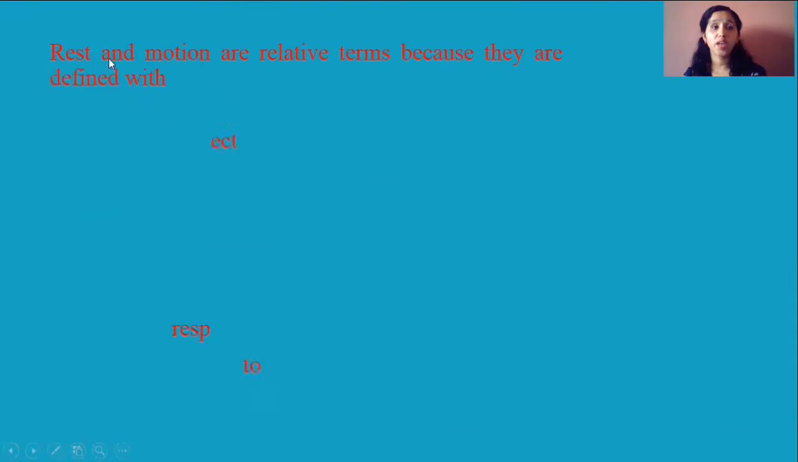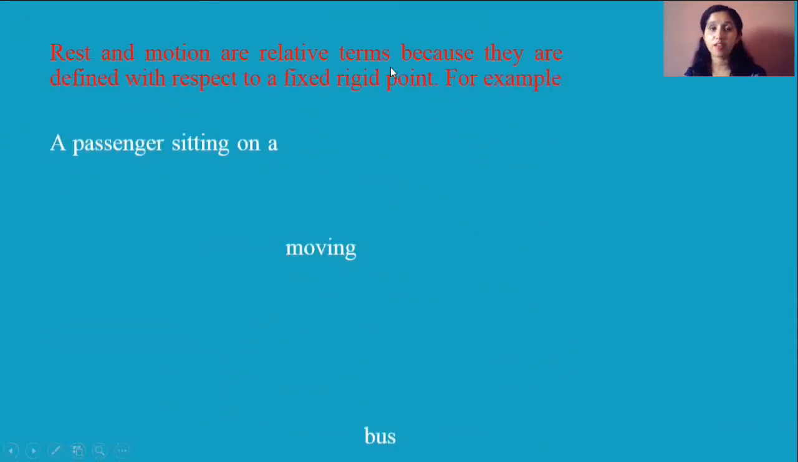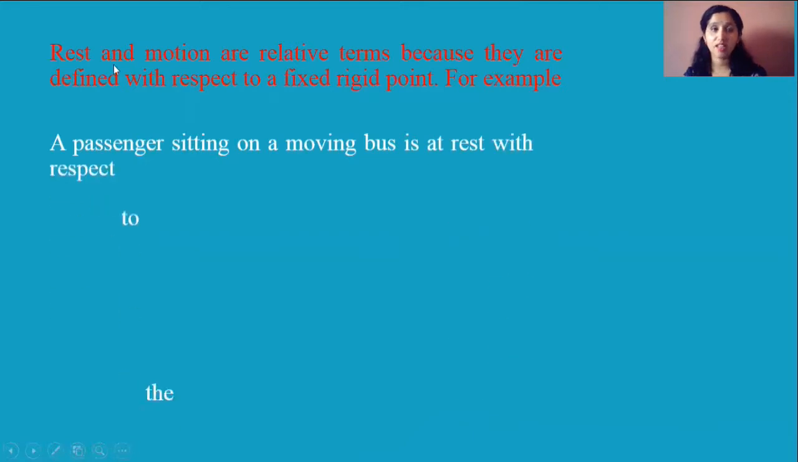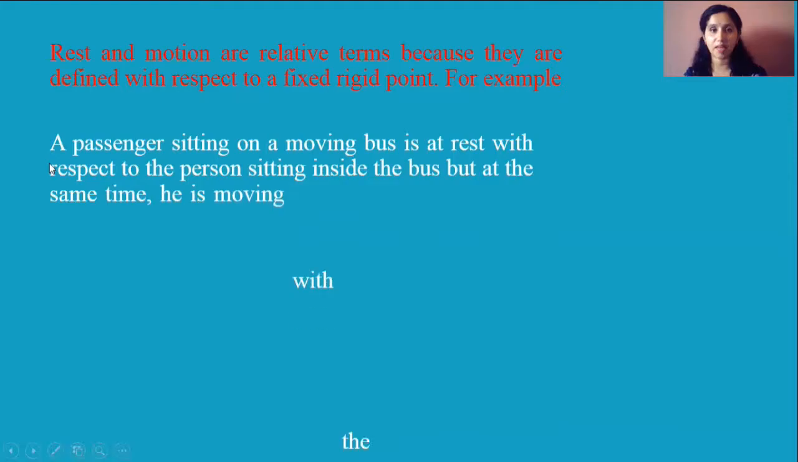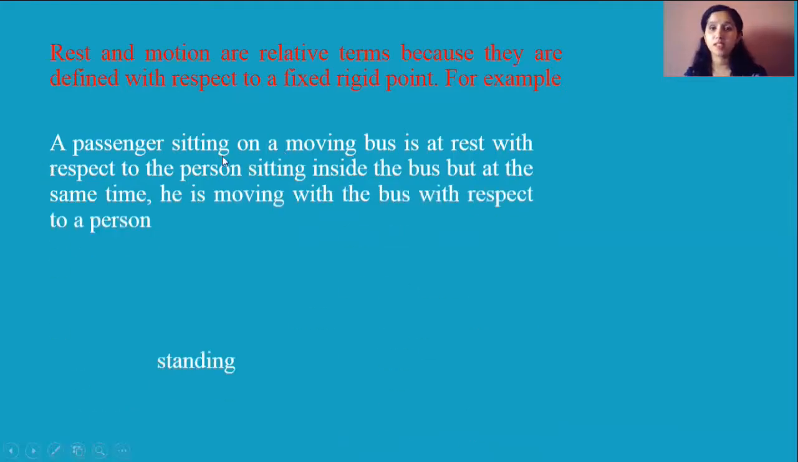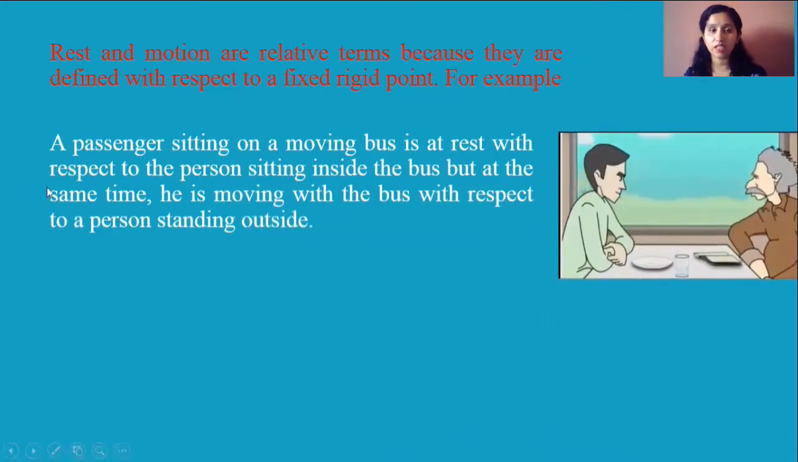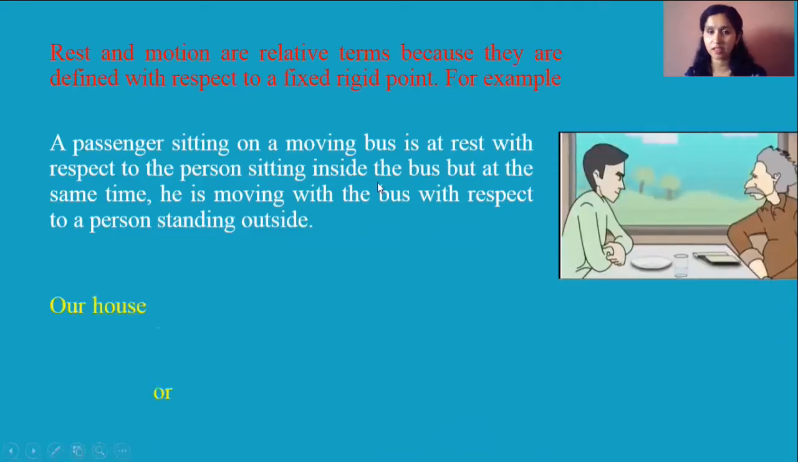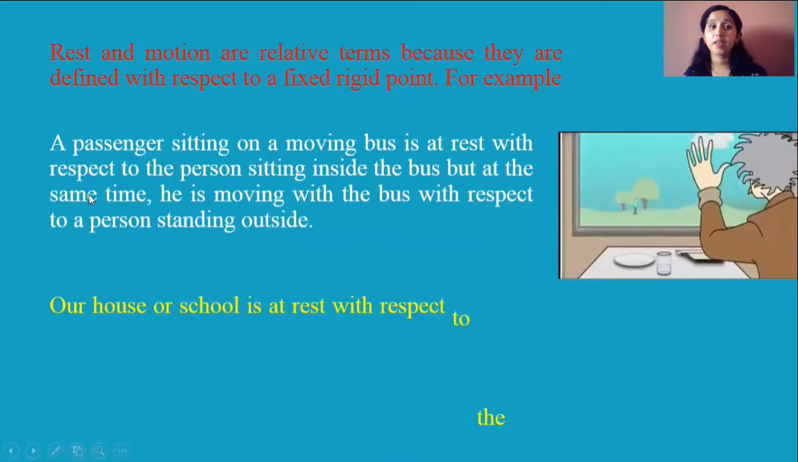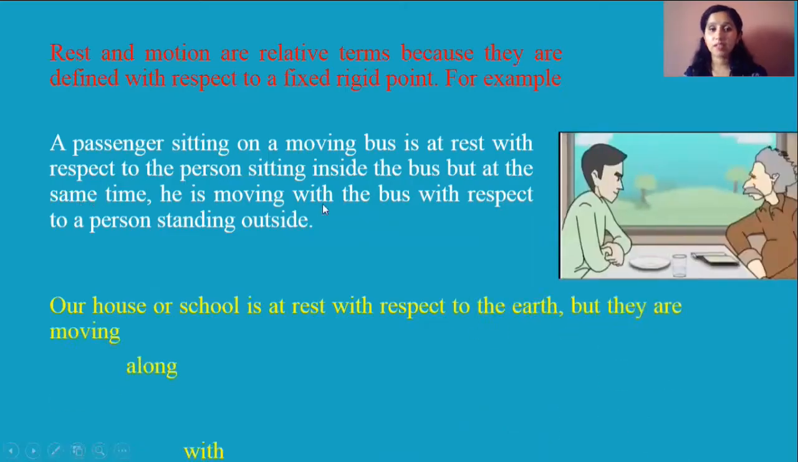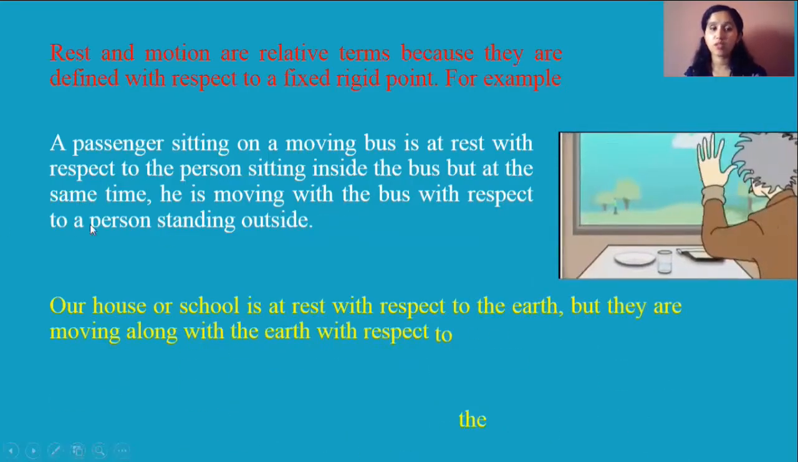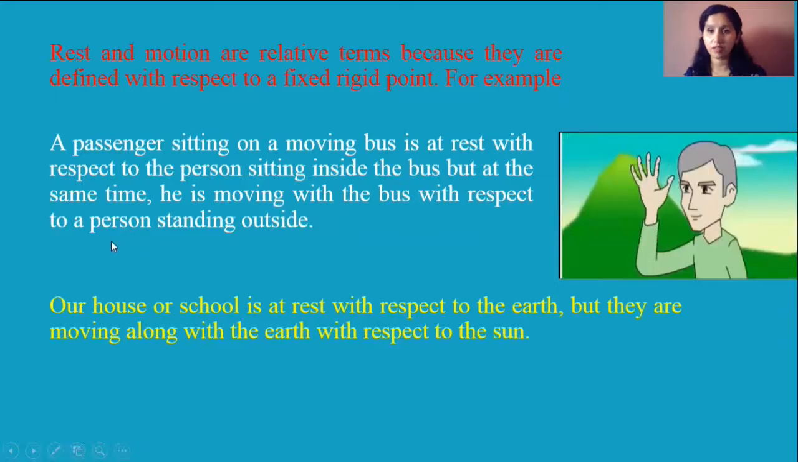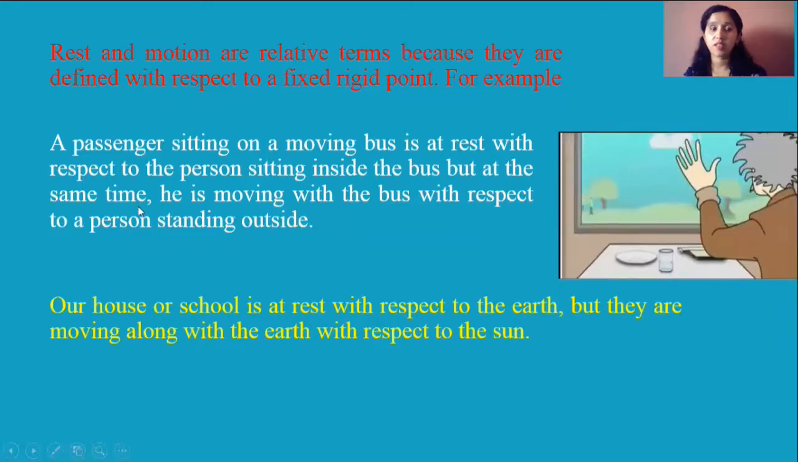So now we can understand rest and motion are relative terms. That means they are comparative to each other because they are defined with respect to a fixed rigid point. For example, a passenger sitting on a moving bus is at rest with respect to the other passengers sitting inside the bus. But at the same time, he is moving with the bus with respect to a person standing outside. From the outer side, the bus is moving.